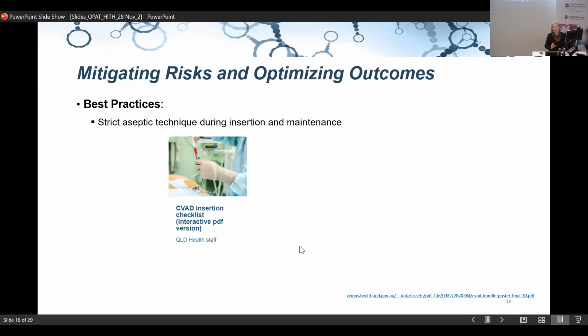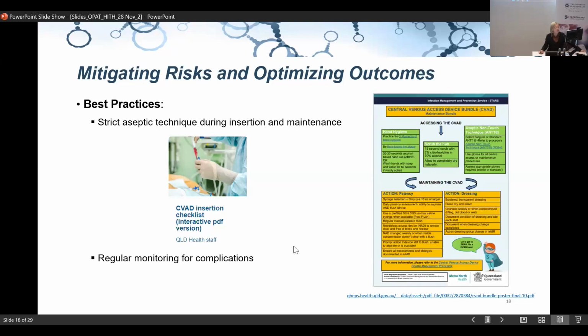What we do need to do is mitigate the risks with using these sorts of devices. We're generally trying to treat an infection, and we want to ensure that we're using them safely and they're not going to contribute to that infection risk for the patients, and that we optimize those outcomes in the best way possible. So obviously insertion requires strict insertion and maintenance techniques, and in places like Queensland Health, we have checklists around how to go about doing that in the safest possible way to reduce complications.